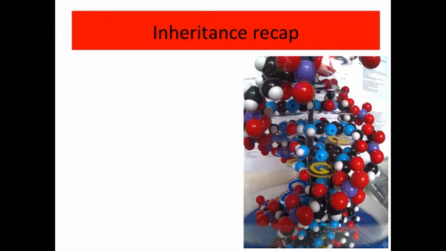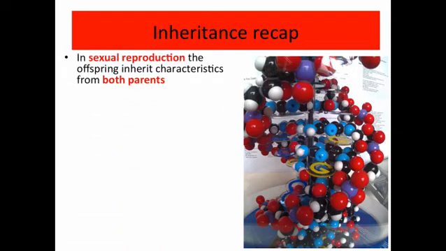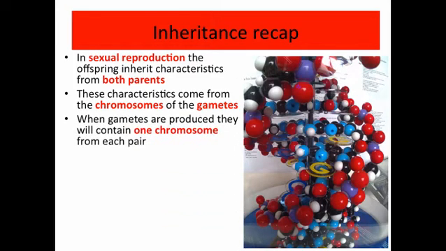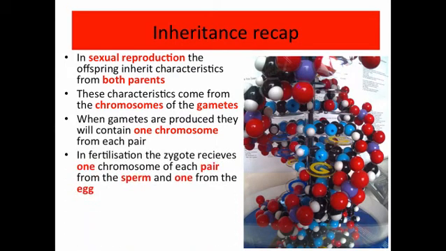Before we start, let's just recap a little bit this topic. So, you might want to pause the video here, see what you can remember from last lesson. So, in sexual reproduction, the offspring inherit characteristics from both parents, as opposed to asexual, where it's just one parent, remember. These characteristics come from the chromosomes of the gametes. When gametes are produced, they will only contain one chromosome of each pair. In fertilization, the zygote receives one chromosome of each pair from the sperm and one from each pair from the egg.